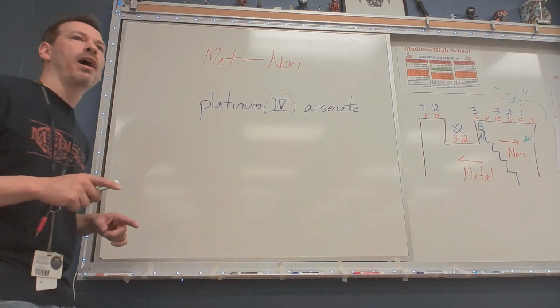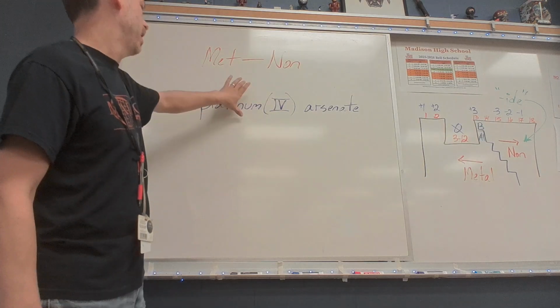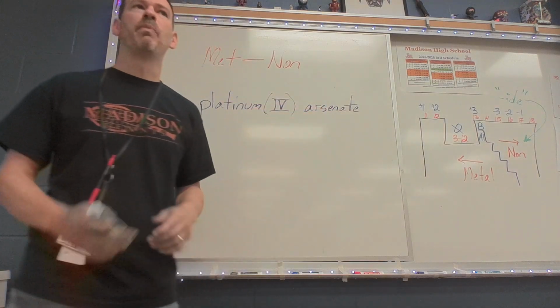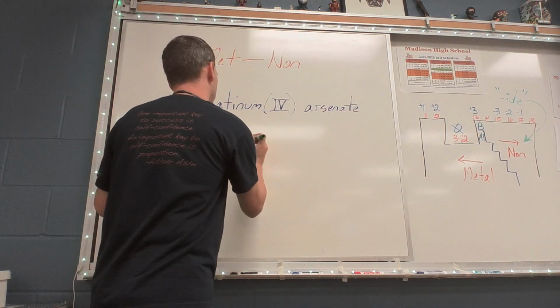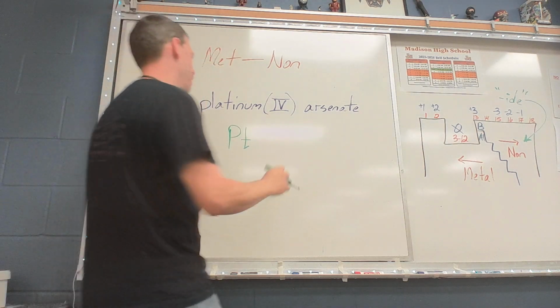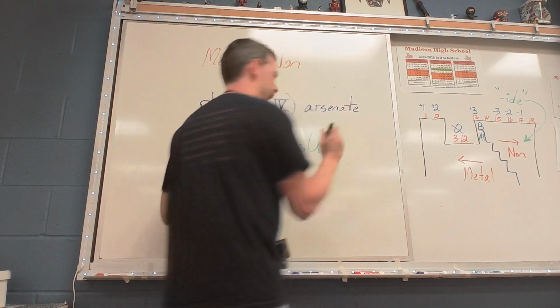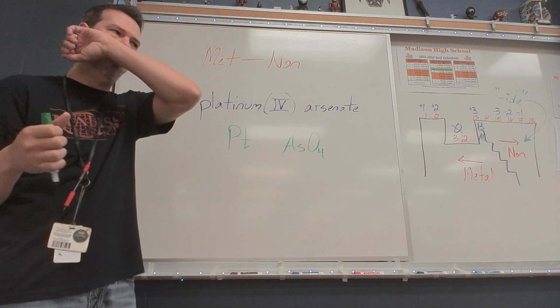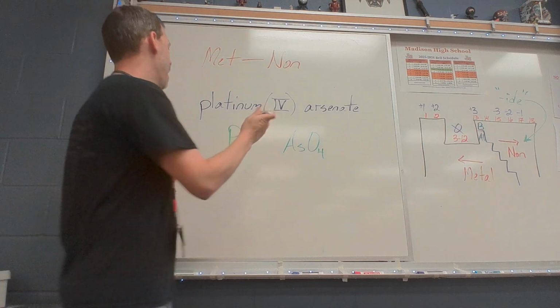I know it's ionic because there's a Roman numeral, but there's a polyatomic bonding. So here we go. Platinum is Pt. Arsenate, you should have looked him up on your polyatomic list, is AsO4. Yeah. What's platinum's charge here? Yeah, +4.